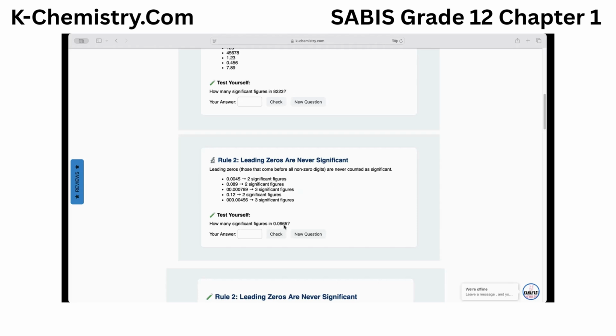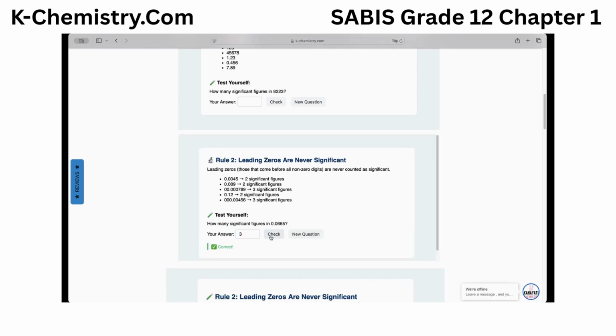So I have here 6, 6, 5, and 2 zeros. Don't count this. Only count the 6 and the 6 and 5. So this means that you have 3 digits. Check. Yes, correct. One new question. Here, how many zeros? All these zeros are leading. They are on the left. Don't ever count them. You have only the 4. So we have only one significant figure.